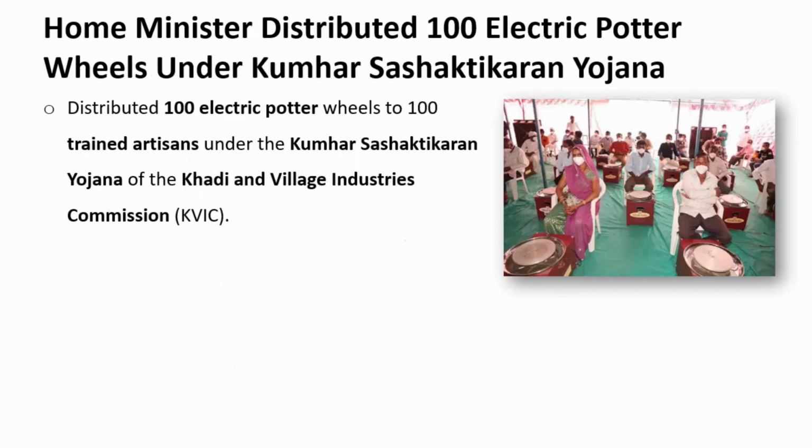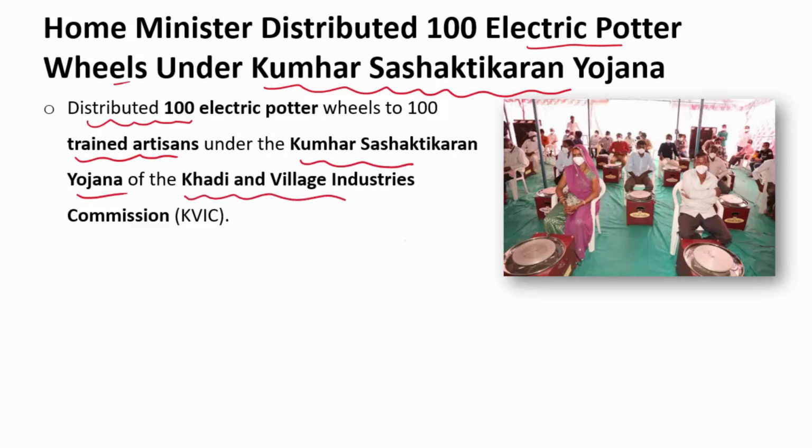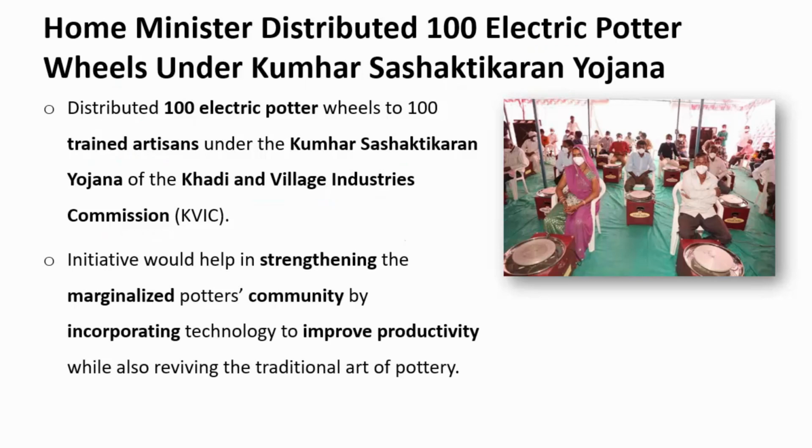So, the Home Minister has distributed 100 electric potter wheels under the Kumhar Sashaktikaran Yojana. Basically, a total of 100 have been distributed for the beginning, to the trained artisans, which comes under the Kumhar Sashaktikaran Yojana, which is also under the Khadi and Village Industries Commission, right? So this is basically for the potters, or in Hindi we say them as Kumhar. Moving on, apart from that, the initiative would help in strengthening the marginalized potters community by incorporating technology to improve productivity.